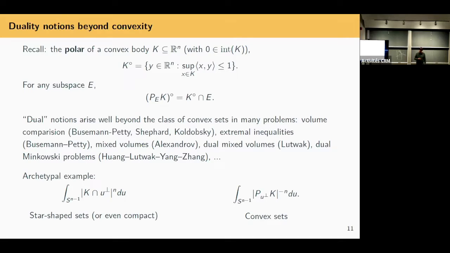Volume comparison problems, comparing volumes of bodies given lower dimensional information about sections or projections. So the Fourier analytic approach by Koldovsky that unifies these problems, extremal inequalities like the inequalities of Busemann and Petty that I mentioned, the notion of mixed volumes or dual mixed volumes put forth by Lutwak. More recent activity around Minkowski problems. You don't need to know any of this backstory to understand this talk, but it's good to have one example in mind. And the two inequalities I just mentioned about projections and sections exactly illustrate this.